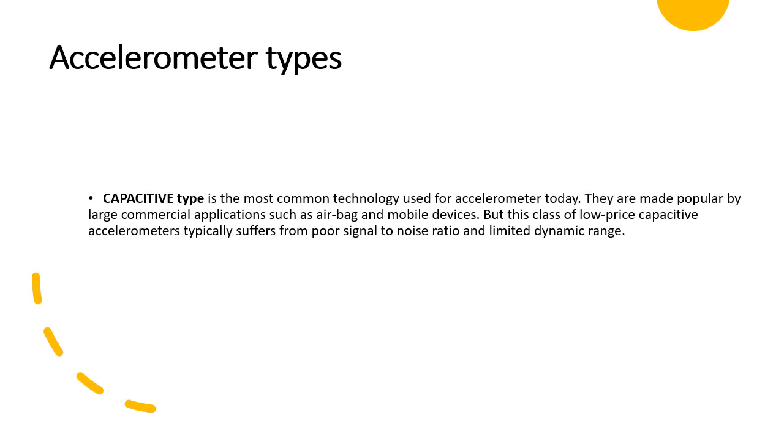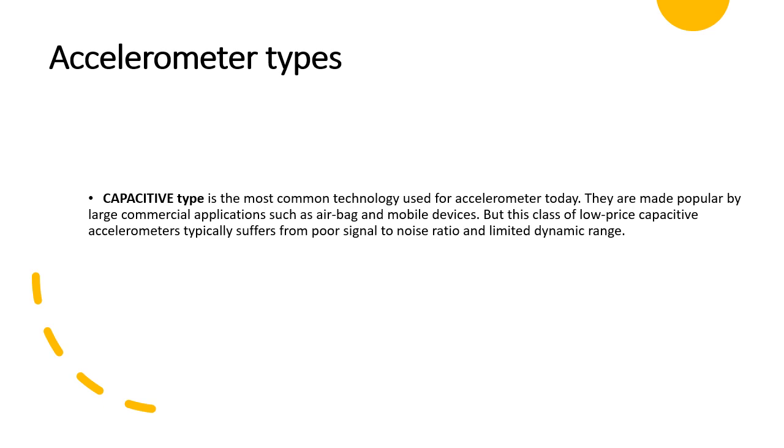One type of DC accelerometer is of a capacitive type, based on the capacitance changes in the seismic mass under the acceleration. It is the most common technology used for the accelerometer today. They are made popular by large commercial applications, including airbag operations and mobile devices.